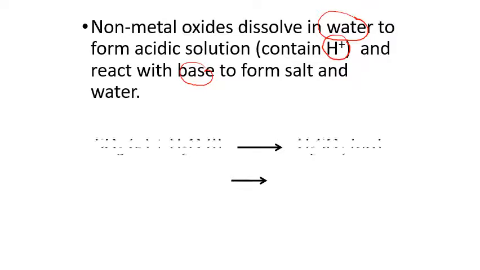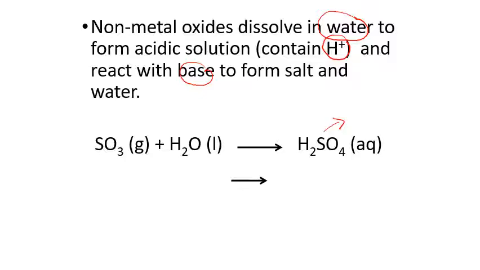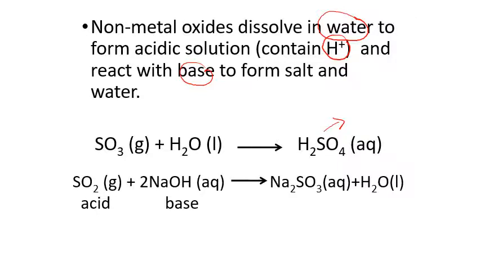So let's take the example here. SO3 reacting with water will form H2SO4, as we all know. This is a very common acid, which is sulfuric acid. While for SO2, we also will form acid. NaOH is the base. So acid and base react to form salt and water.